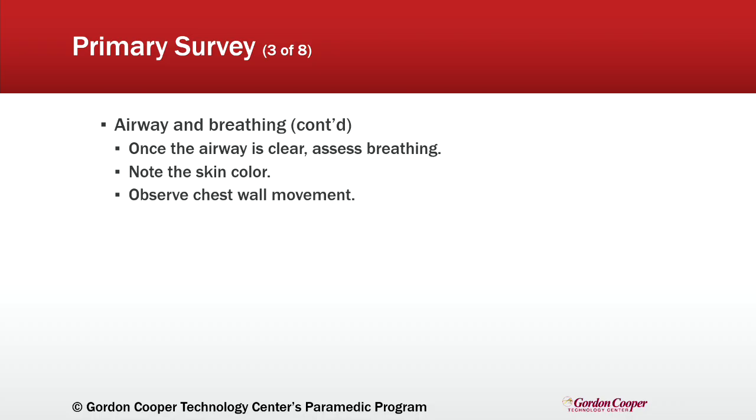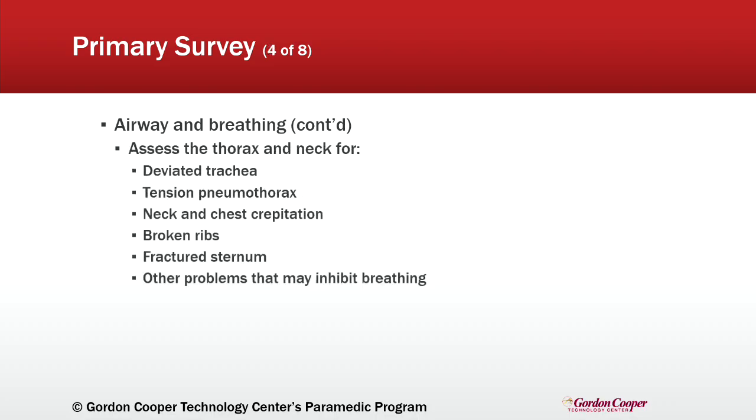Observe the patient's skin color, watch for the chest wall movement during respiration, and if there's a sucking chest wound present, immediately seal the wound. But if you're suspecting a gunshot wound, don't forget to look for exit wounds. Assess the thorax and neck for a deviated trachea and a tension pneumothorax, crepitus, broken ribs, fractured sternum, or other issues that could impair breathing. Remember, we're looking for any kind of breathing issues associated with this trauma. Determine the most effective way to support the patient's respirations from that point forward.